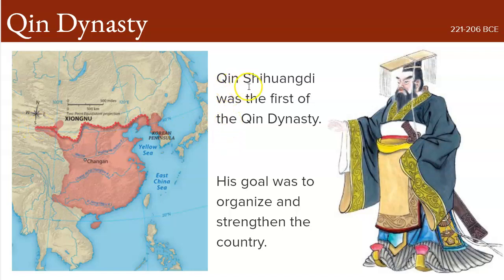Under Qin Shi Huangdi, who was the first emperor of the Qin dynasty, he worked to unite all of the different defense walls into one continuous wall, which is what we know today as the Great Wall. His main goal during his reign was to organize and strengthen the country.